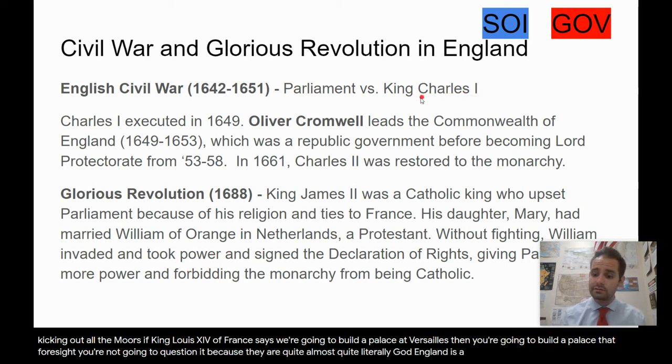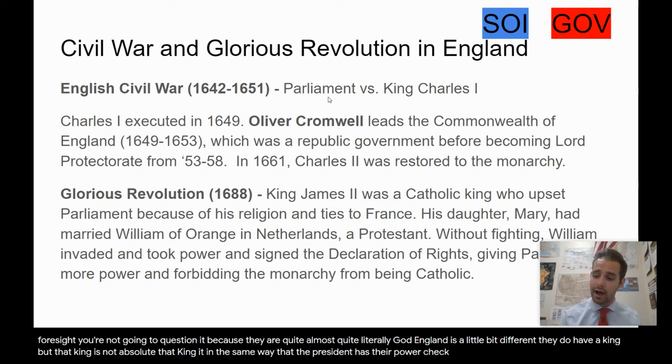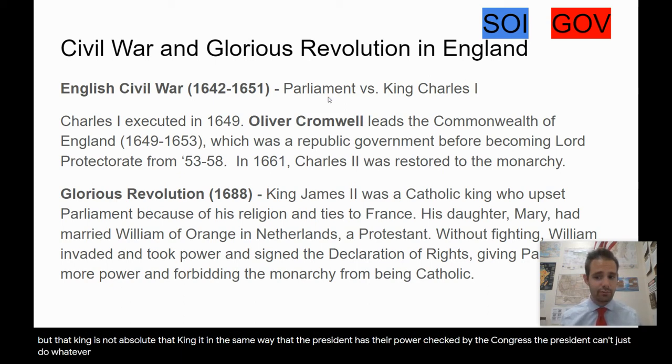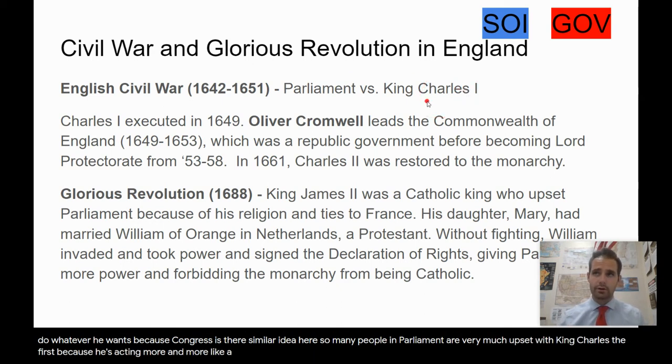England is a little bit different. They do have a king, but that king is not absolute. That king has his power checked by Parliament in the same way that the president has their power checked by the Congress. The president can't just do whatever he wants because Congress is there. Similar idea here. So many people in Parliament are very much upset with King Charles I because he's acting more and more like a monarch, an absolute monarch, really just doing whatever he wants.